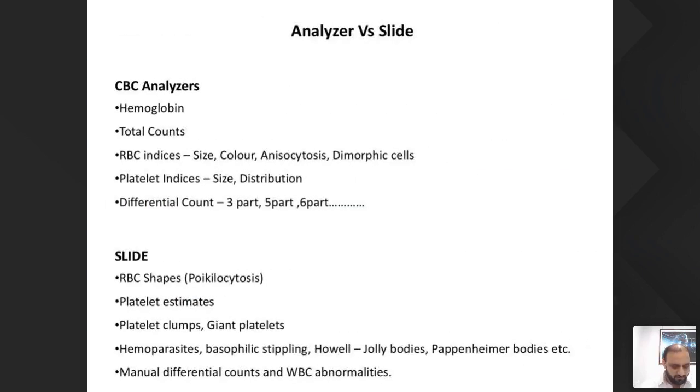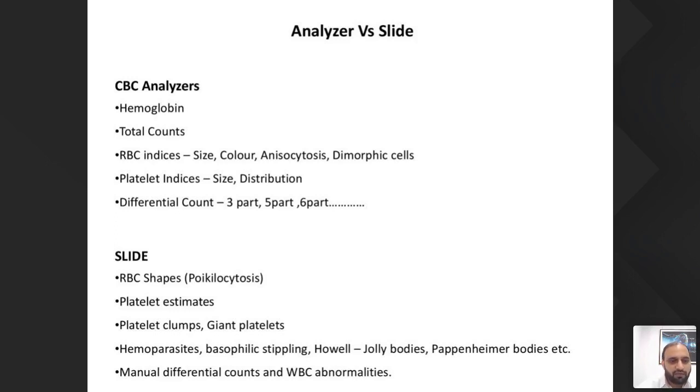But there has been a debate whether slides are important. Yes, I feel slides are really important. Moreover, it is important that we set our slide making criteria such that we don't miss any crucial information, especially with the various shapes of RBCs, which cannot be given by analyzers. Nowadays, the analyzers have come up with flags, but we need to validate on our slides.